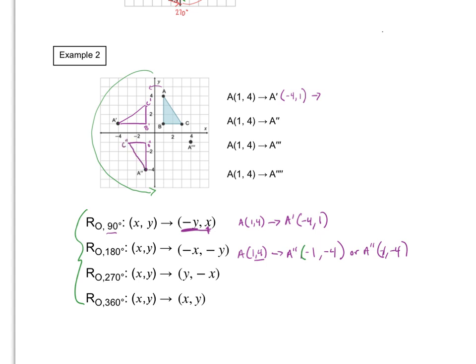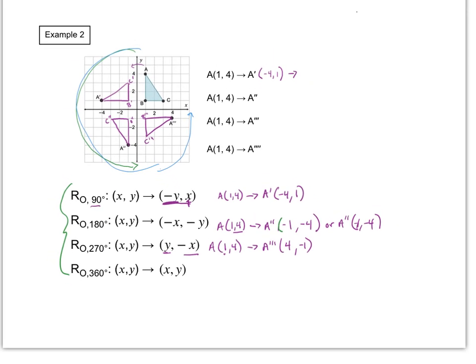And then finally, if we were to do that last rotation where we went from here all the way to here, that would be 270 degrees. And again, A started off as 1, 4, and as we map to A triple prime, my y value is going to be the new x value, so it's going to be 4. And then I'm going to have the opposite x value, so the x value used to be 1, so it's going to be a negative 1. Okay, so that's how we could do that mapping. That's how we were able to calculate that information.